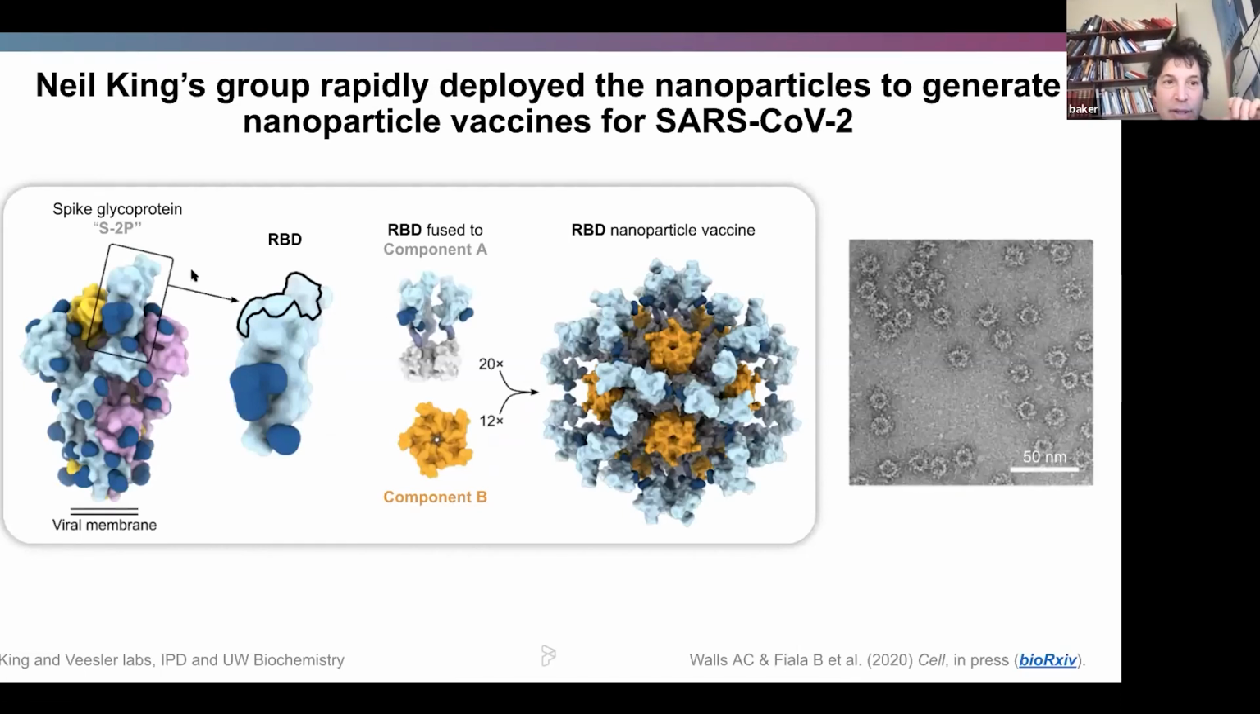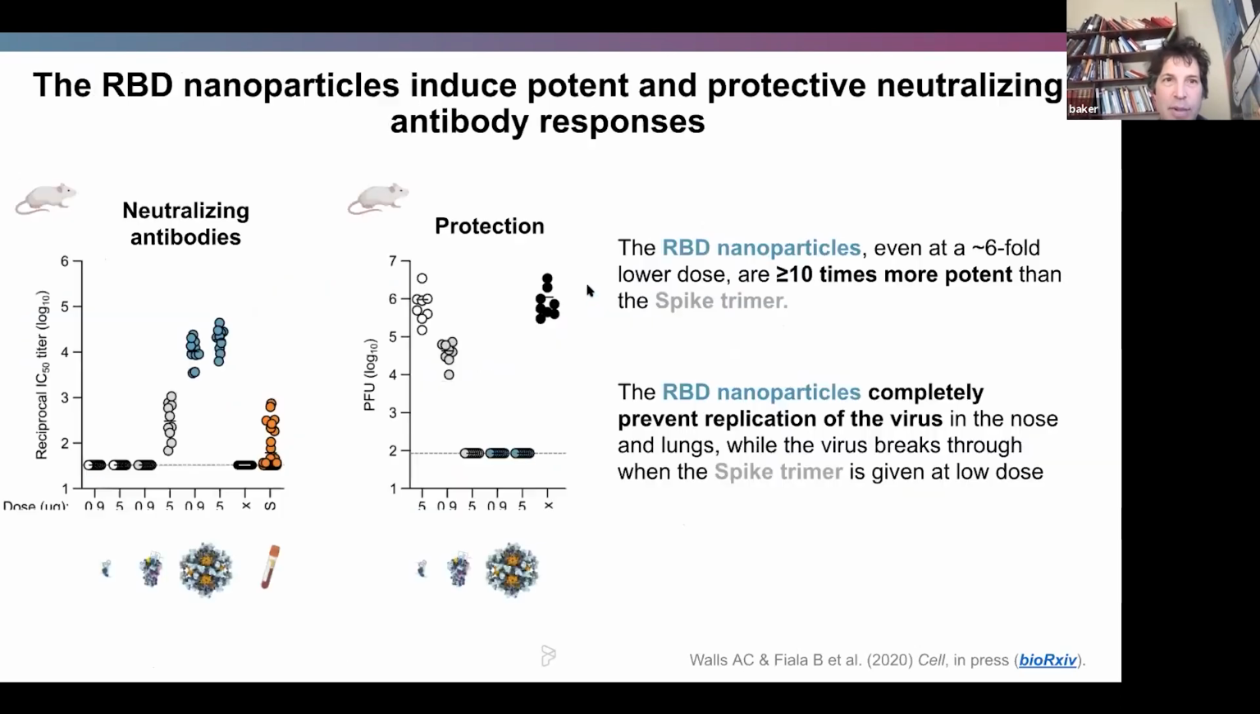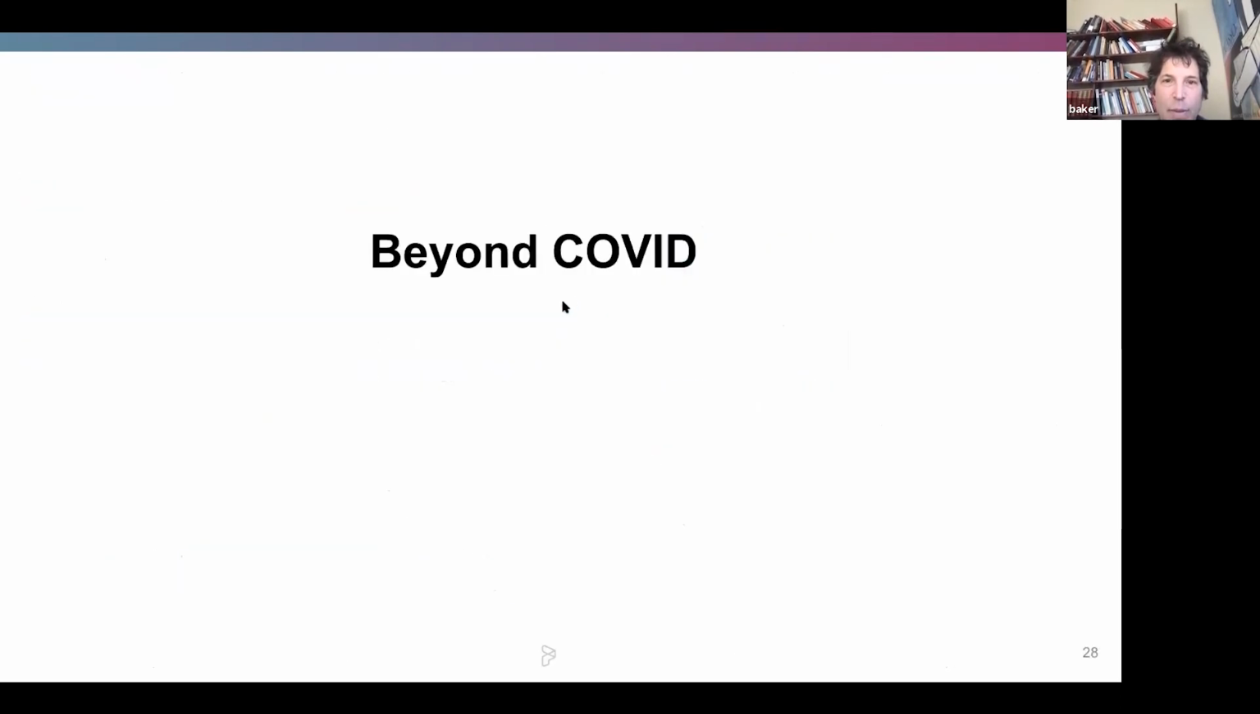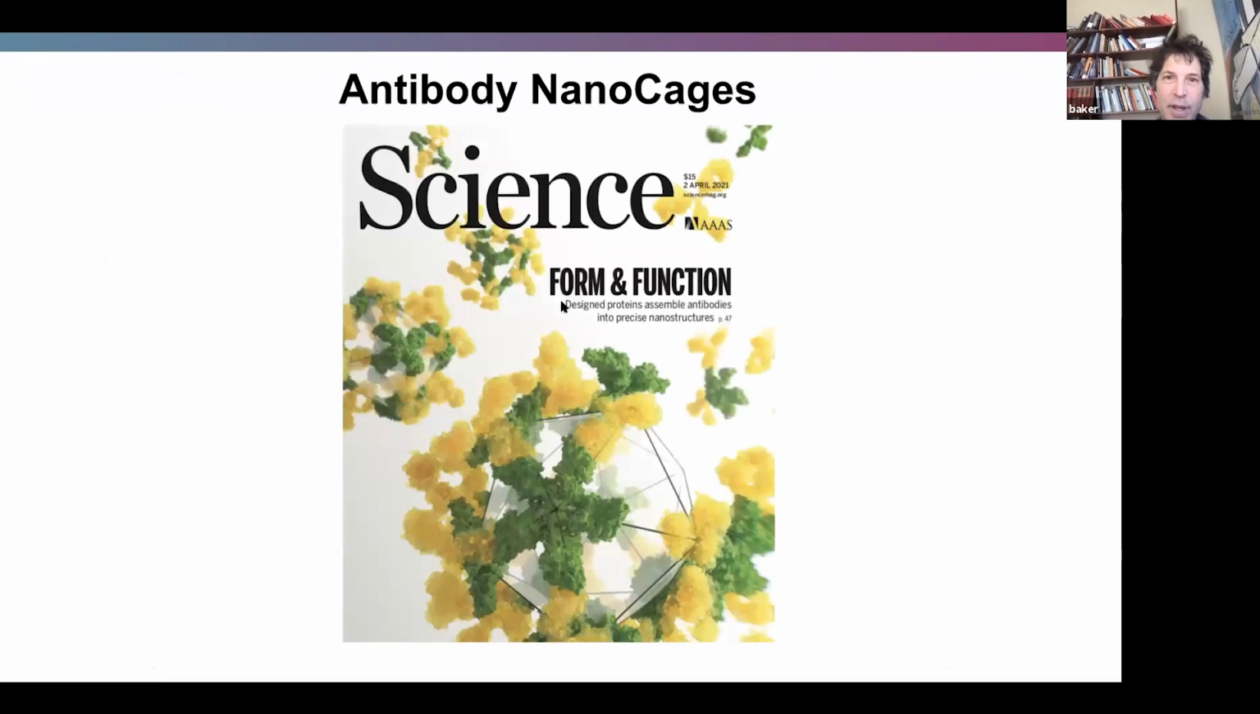My colleague Neil King has been making vaccines out of these by putting the RBD on the nanoparticle. And these turn out to be extremely potent vaccines. They're in clinical trials now, and they seem to be considerably more potent than what's in the mRNA vaccines. So I think I'll skip that. I'll give you now a few examples, and then I'm going to get to molecular machines, which is what I'll spend most of my time on.